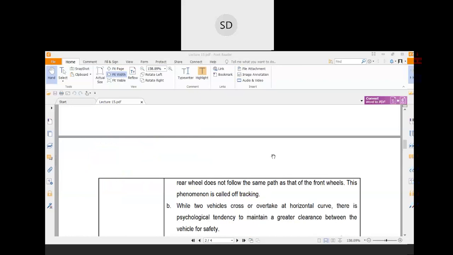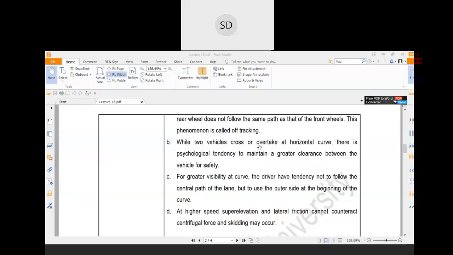Now, while two vehicles cross or overtake at a horizontal curve, there is a psychological tendency to maintain a greater clearance between the vehicles for safety. Greater clearance means, suppose this is the horizontal curve, and suppose one vehicle is here and another vehicle is there. In that case, the distance between these two vehicles would be higher than on the normal or straight portion of the road.